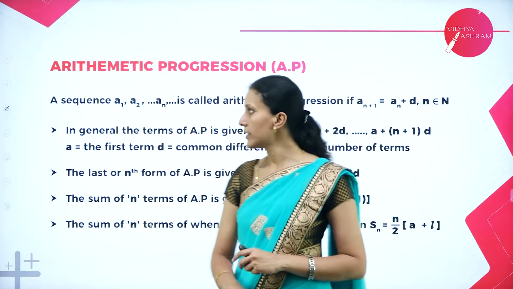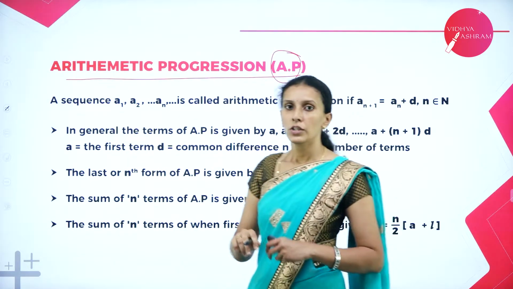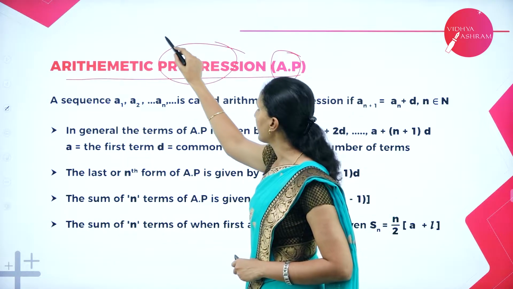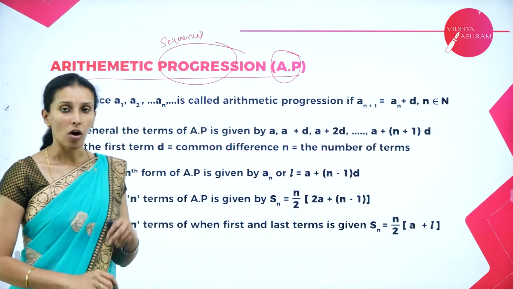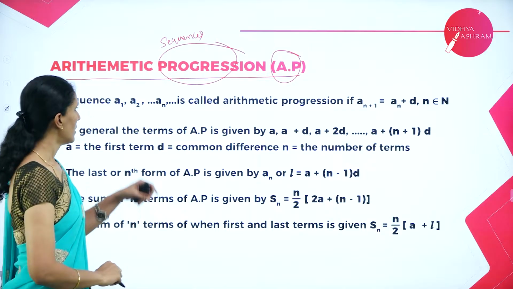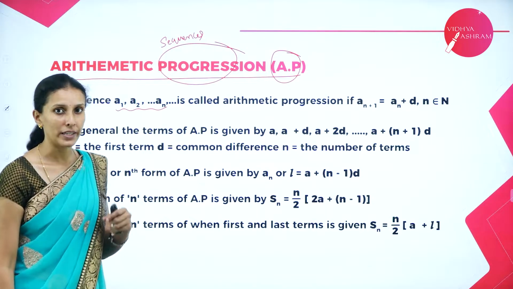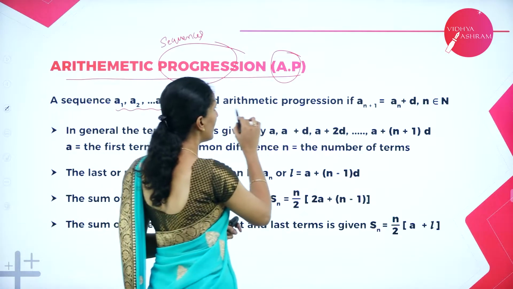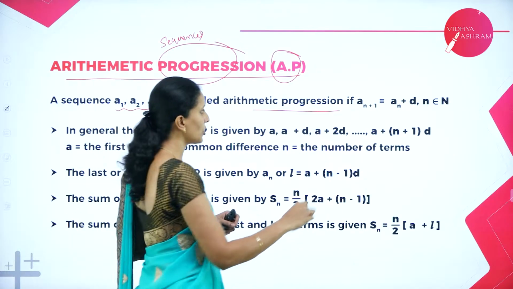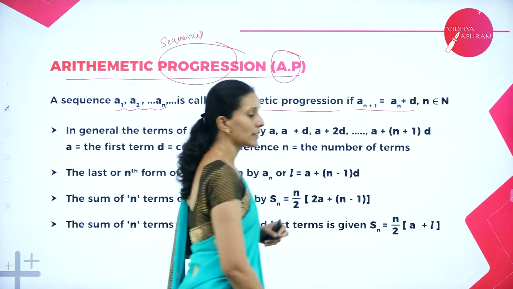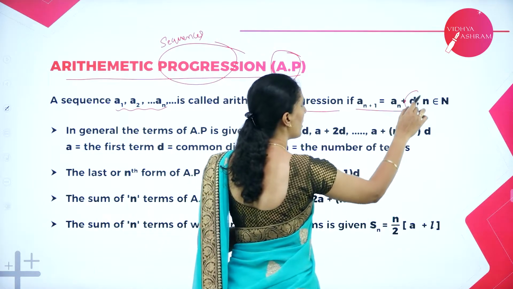Next, we come across arithmetic progression, which is also called AP. So, progressions are also nothing but sequences. What do you mean by an arithmetic sequence or arithmetic progression? If you have a sequence in the form of a1, a2, etc., an, then we call the sequence an arithmetic progression if a(n+1) is equal to an plus d. Here, d is called the common factor.